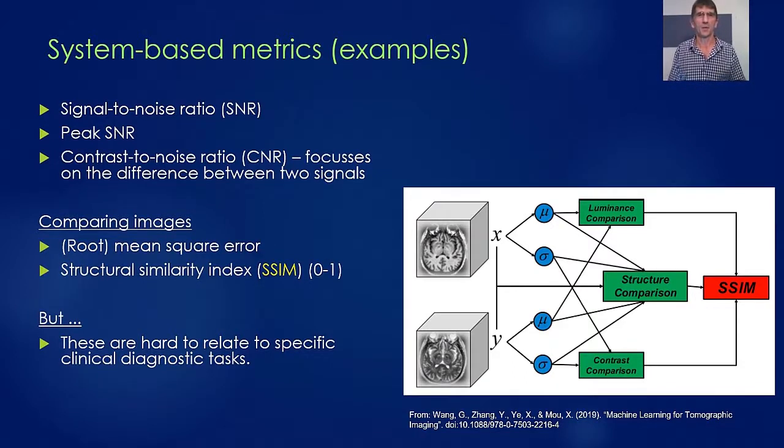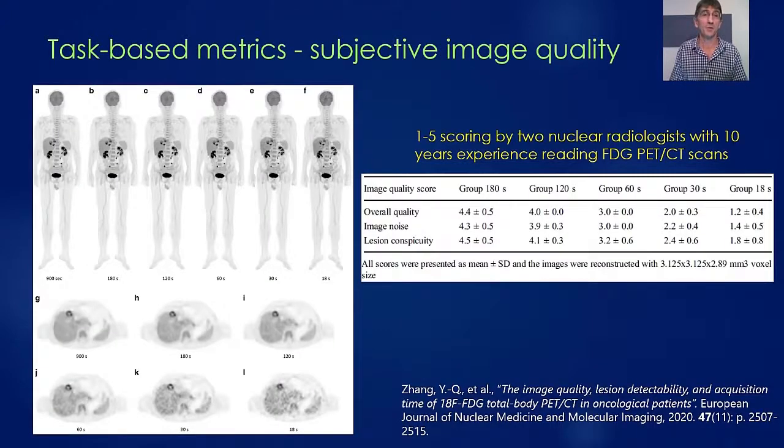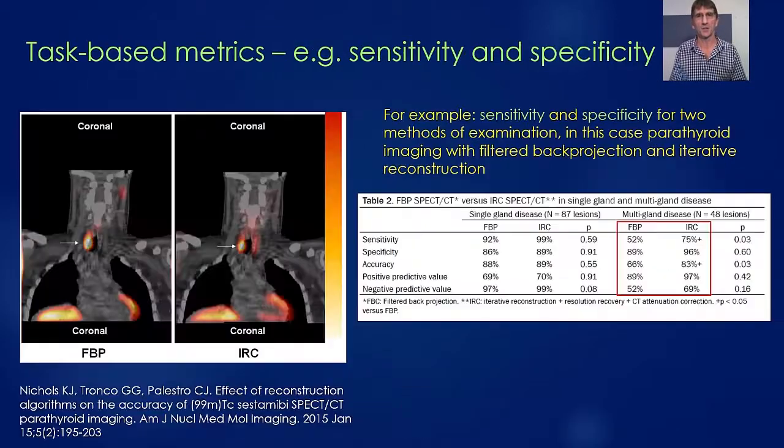Are they actually appropriate? And that really depends on the circumstances and what they're being used to detect. So there's alternatives, for example, task-based metrics such as subjective image quality scoring on a 5-point scale, in this situation, and comparing what happens when you start reducing the total acquisition time for a total body PET scan, and look at the impact on overall image quality, image noise and lesion conspicuity.